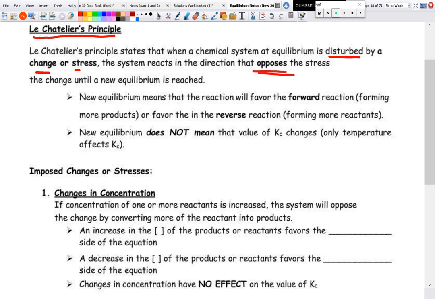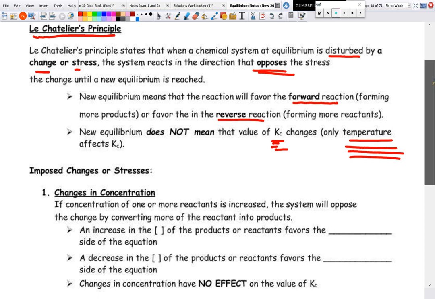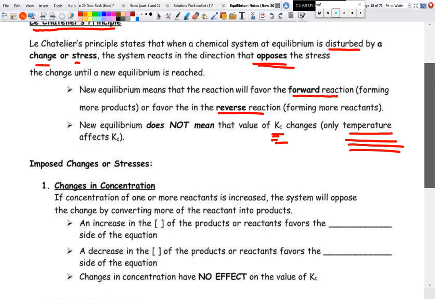So we're going to be looking at three main stresses that will actually change equilibrium, and look at ones that won't affect it at all. What a new equilibrium means is that the reaction will either favor the forward reaction, forming more products, or favor the reverse reaction, forming more reactants. It does not mean that the equilibrium constant will change; only temperature will actually change this.